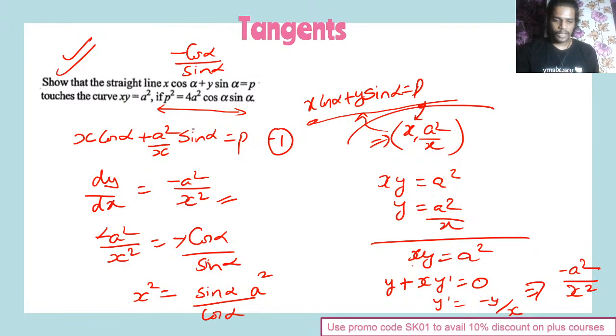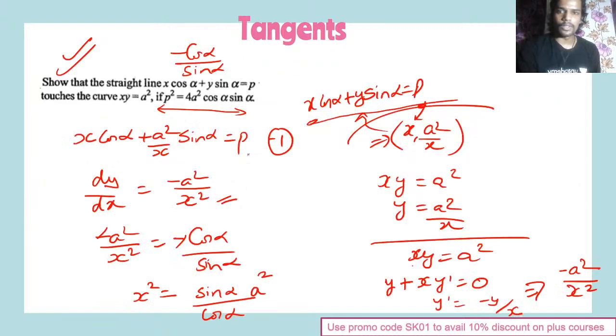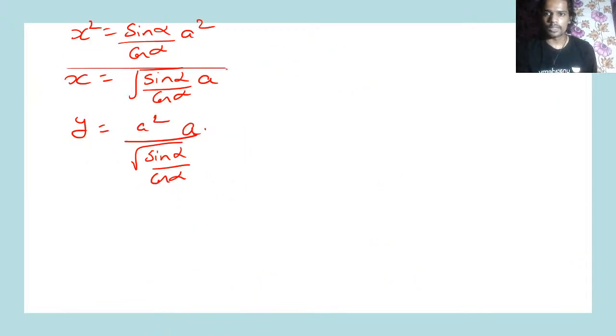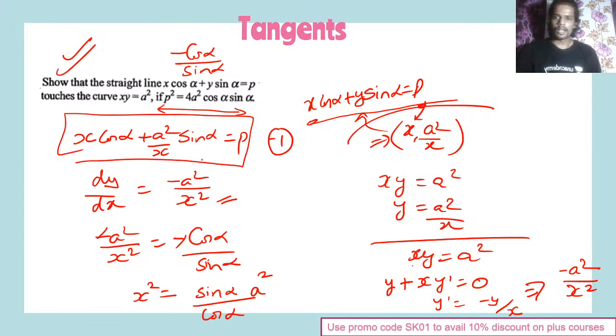But what did we have to prove? We had to prove that t square equals 4a square. So the answer should come in terms of this. So we can do one thing. We can put this x value directly in this equation and try to see what happens. Okay, I guess that would be a better thing to do.